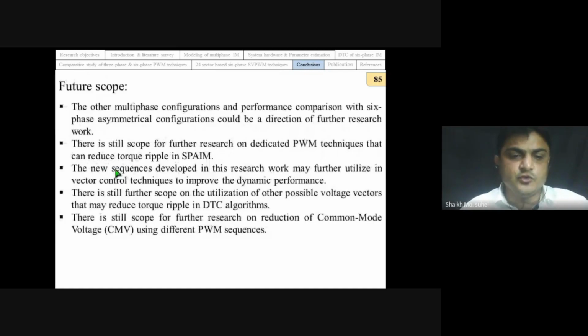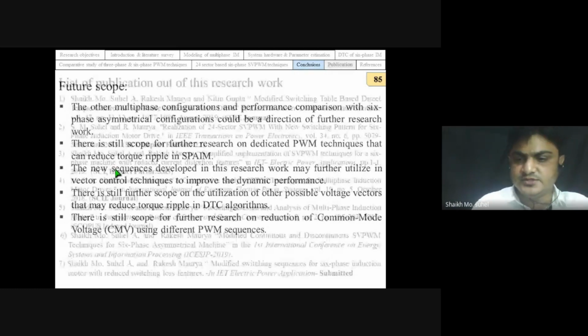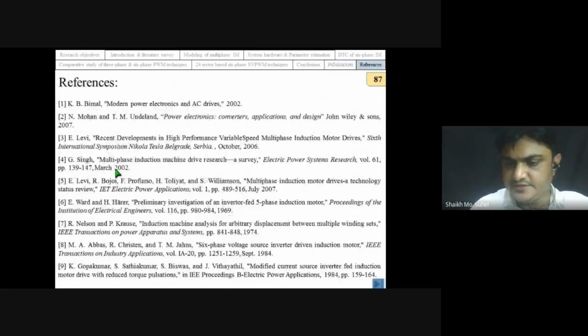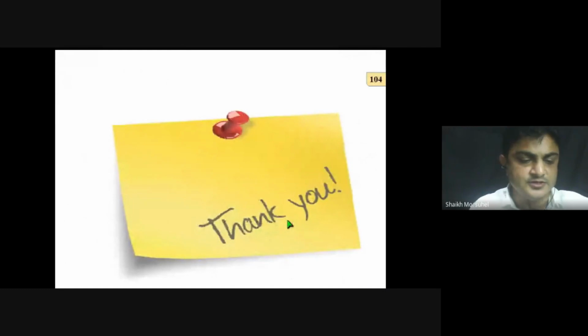These are the future scope that can be implemented in future. So these are the list of publications from this research work. These are the references. Thank you, sir.